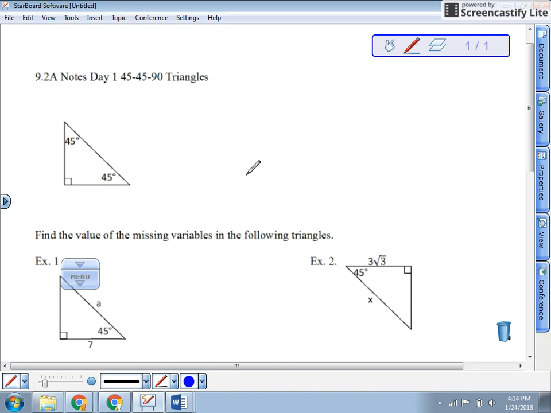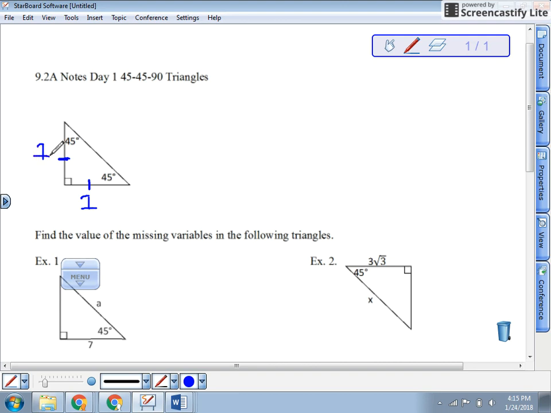Well, remember, if angles are the same, what do we know about the legs of the triangle? If the angles are the same, that means the sides are the same. So these two legs are congruent. And they found that in any 45-45-90 triangle, if the legs are the same, the ratio of those sides is 1 to 1. So the value is actually the number 1.